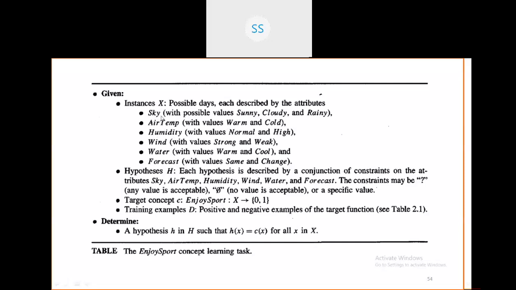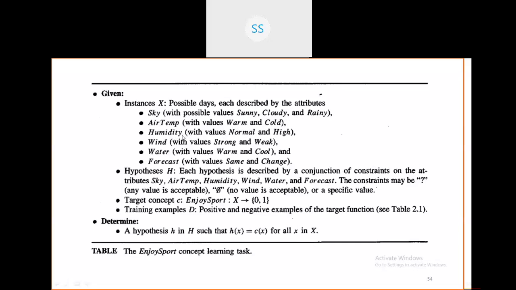And the possible values for each attribute: for sky, it is sunny, cloudy, or rainy. Only these 3 values are acceptable, right? On a given day, the sky can be sunny, cloudy, or rainy. Whereas the air temperature attribute can have 2 values, warm or cold. So an arbitrary day can be warm or it can be cold.